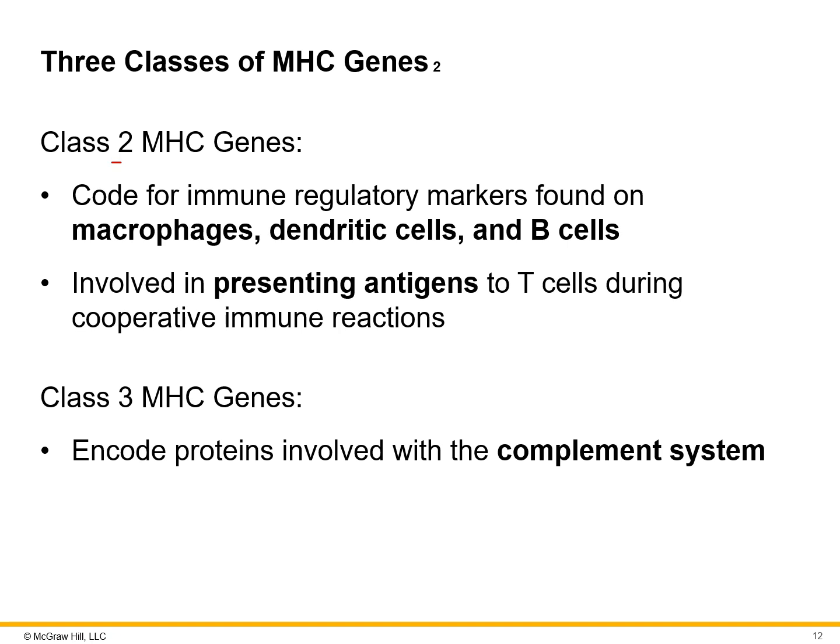Now the MHC class 2, these are regulatory markers found on only some. So macrophages, dendritic cells, and B cells. They are the only cells in our body that have the class 2 molecules on them. And they are involved in presenting antigens. So these are phagocytic cells. They're breaking down molecules. They take pieces of those broken down viruses or bacteria, and they put them on these MHC class 2 molecules. And that allows for activation of T cells.